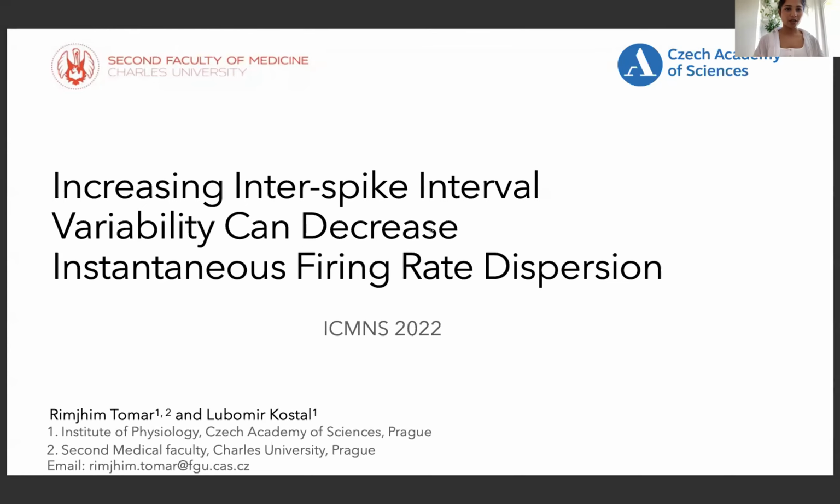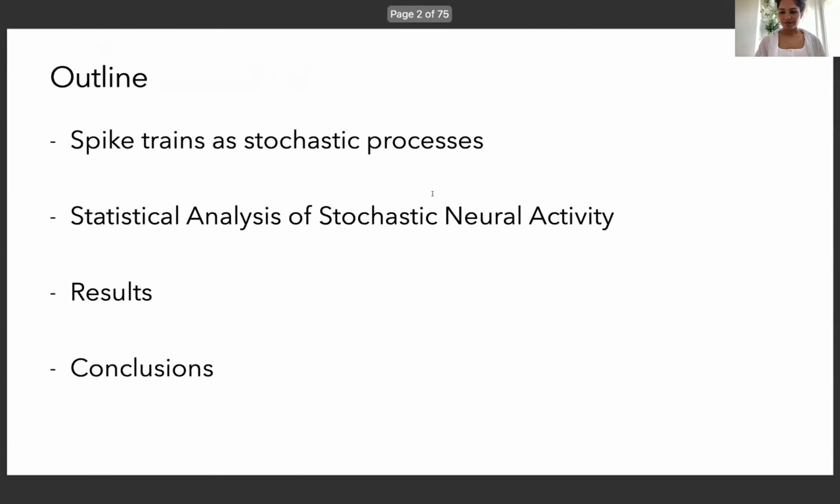So the title of my talk is Increasing Interspike Interval Variability Can Decrease Instantaneous Firing Rate Dispersion. This work was done with my supervisor, Professor Lubomir Kostal. So I'll start with the outline.